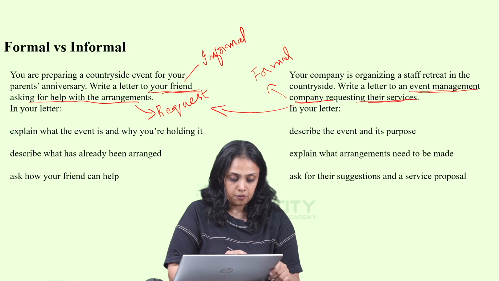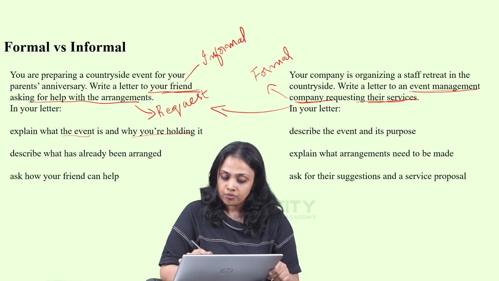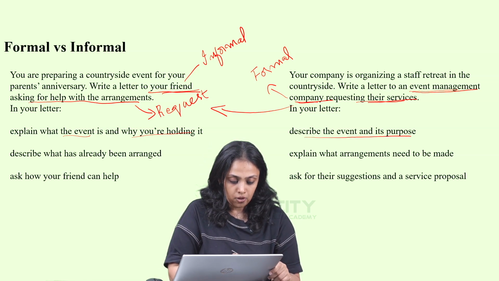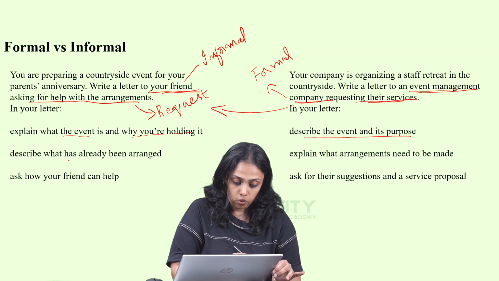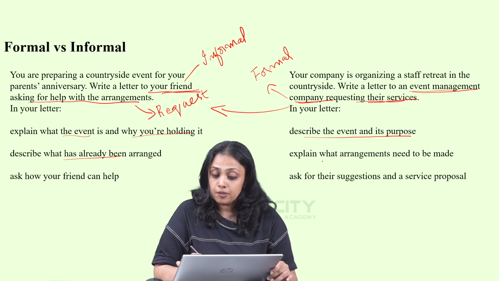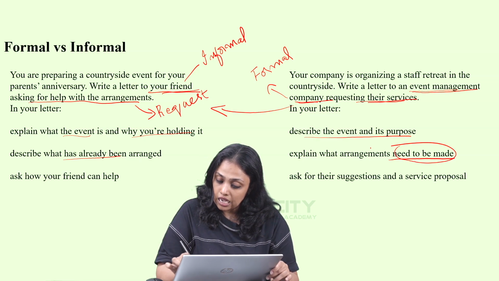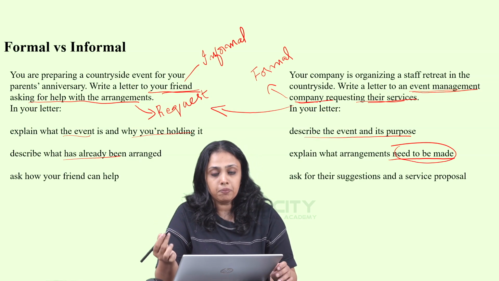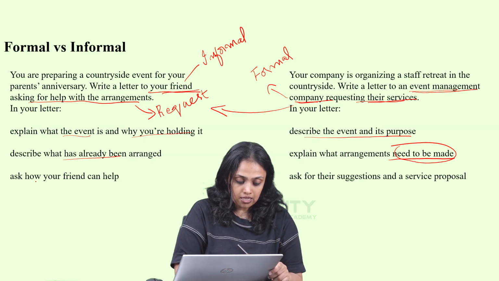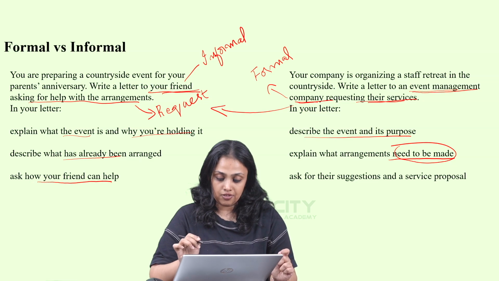Now let's go through the bullet points. The first one says, explain what the event is and why you're holding it. Same here, describe the event and its purpose. Then the second bullet point says, describe what has already been arranged, what has been done from your end. Here the bullet point says, explain what arrangements need to be made. So you're asking the event management company what arrangements should be made. Then the third bullet point says, ask how your friend can help. Ask how the friend can help regarding this event.